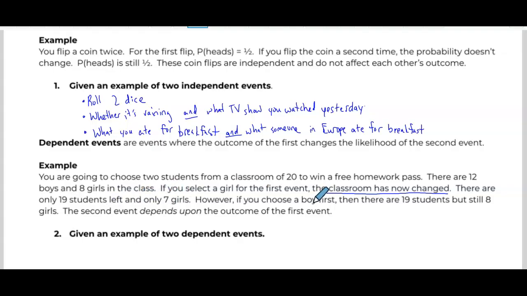But if you chose a boy first, we'd still be down to 19, but we'd have all 8 girls. So the second event's probability depends upon the outcome of the first one, right?